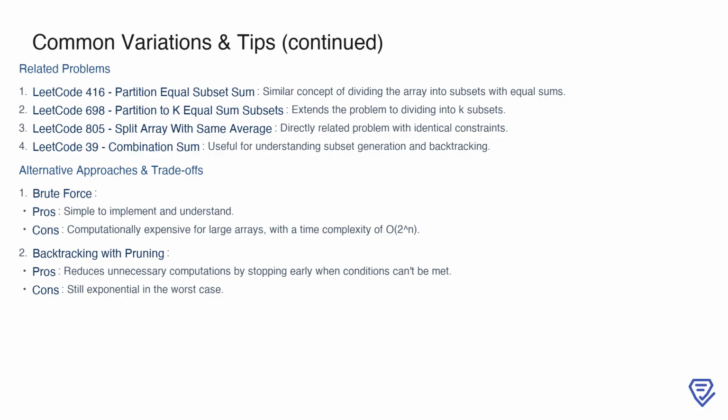Now, when it comes to alternative approaches, brute force is the most straightforward. It's simple to implement and easy to understand, but it becomes computationally expensive for large arrays, with a time complexity of 2 to the power of n. A more efficient option is backtracking with pruning, which avoids unnecessary computations by stopping early when certain conditions are not met. While this is an improvement, it still has exponential time complexity in the worst-case scenario.